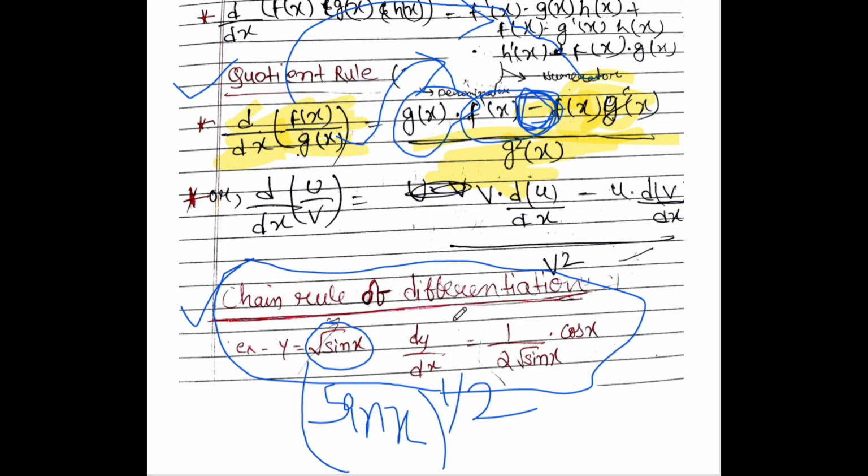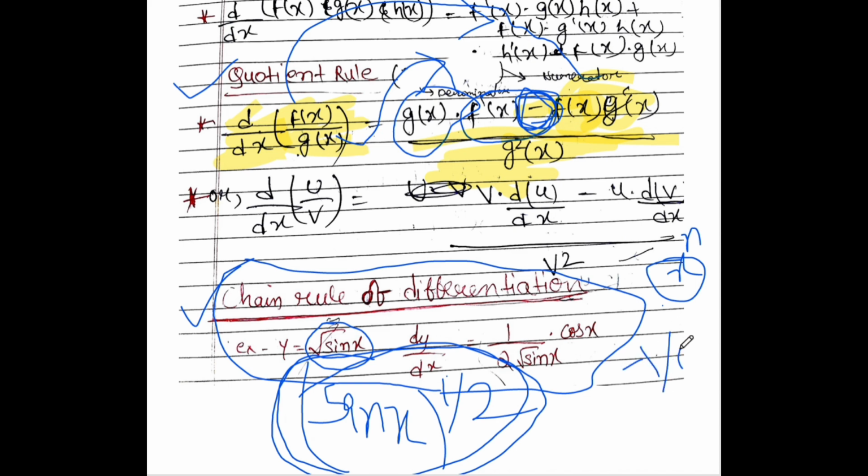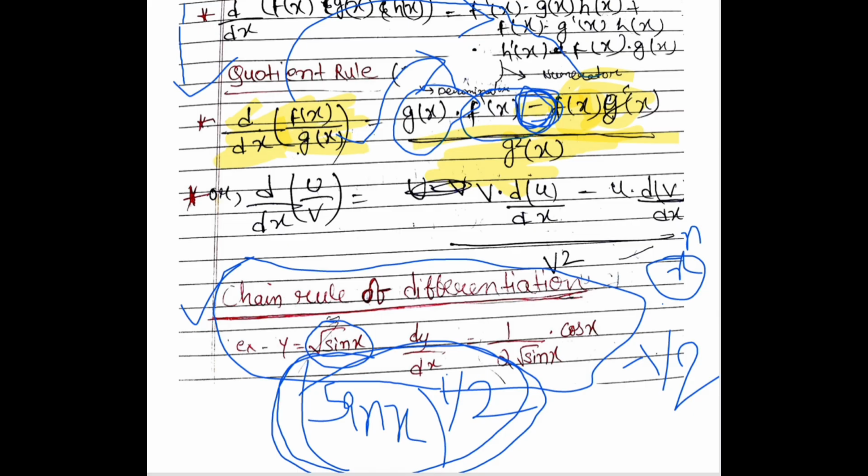So, dy by dx is equal to, chain rule means first you will do this whole differentiation. Sine x to the power half, you have to do its whole differentiation. Whole differentiation means that formula x to the power n. x can be anything, here x is sine x. So you will apply this formula. n is half. So n is half, sine x to the power n minus 1. Half minus 1 is minus half. So sine x to the power minus half, and if minus is there it will come down.